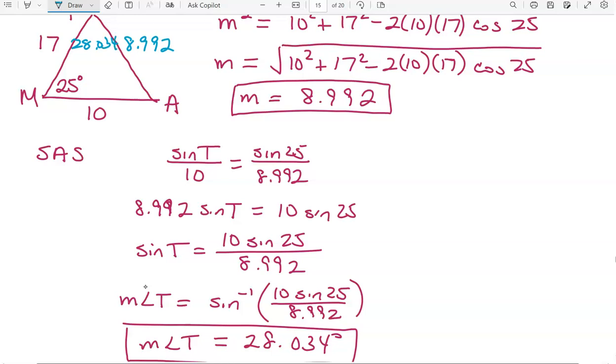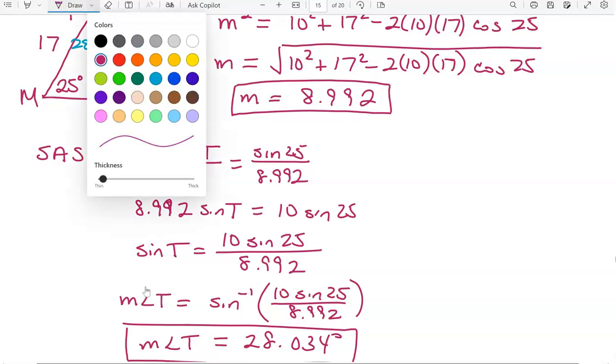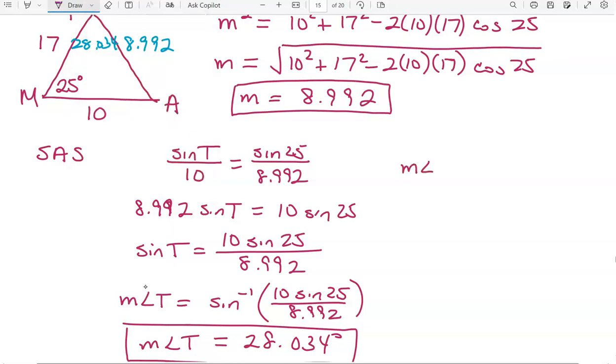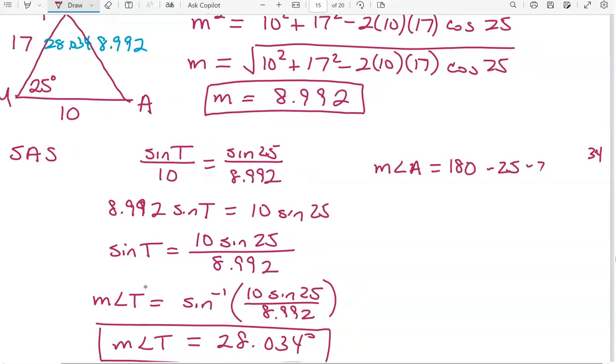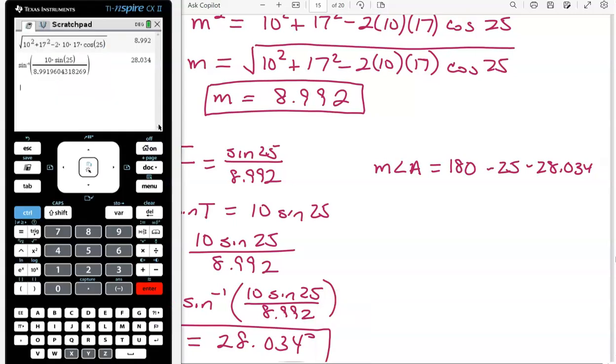28.034 degrees, and we have one angle left to solve for. The easiest way to solve for the remaining angle is to subtract the angles that we already know from 180. 180 minus 25 minus 28.034, and now I'll just let the calculator do that calculation.